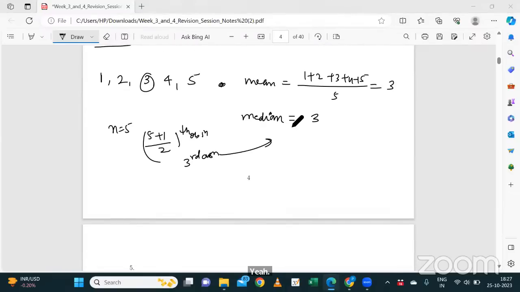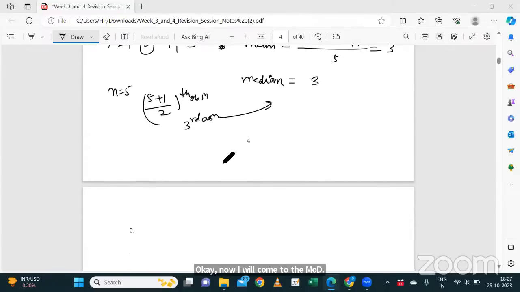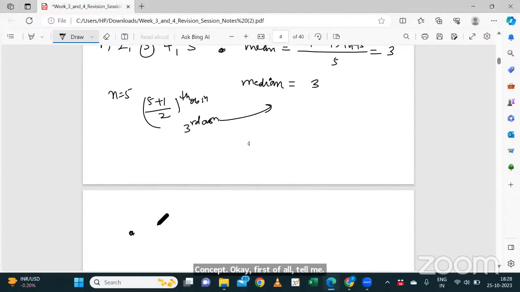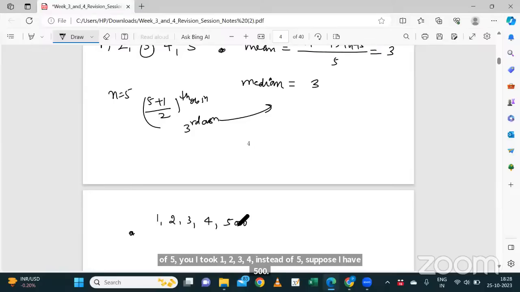Now I will come to the mode in the next concept. First of all, tell me, suppose instead of 5, I took 1, 2, 3, 4. Instead of 5, suppose I have 500. Now tell me, what will be the mean now?